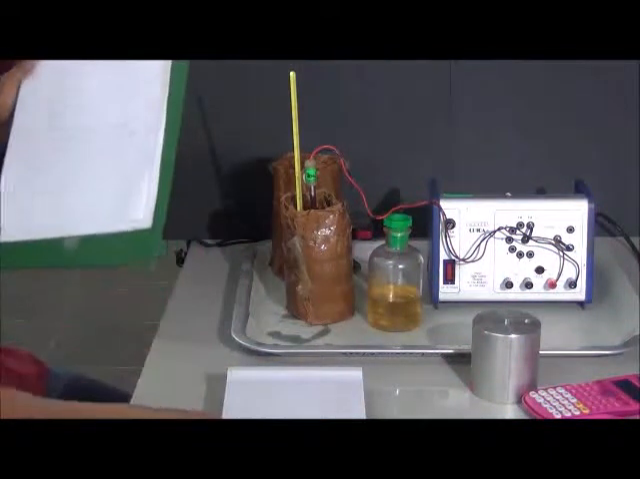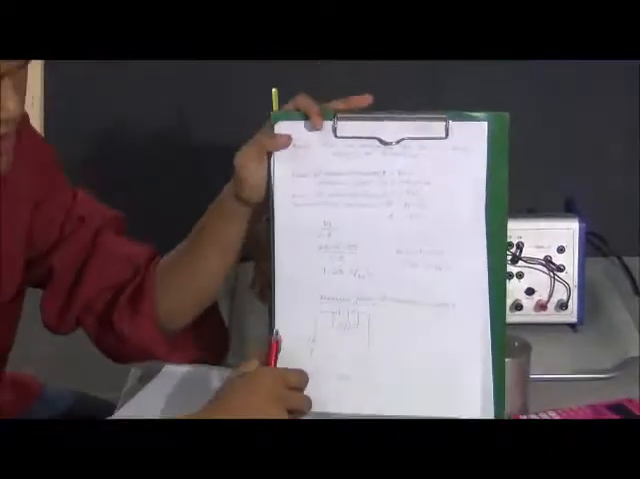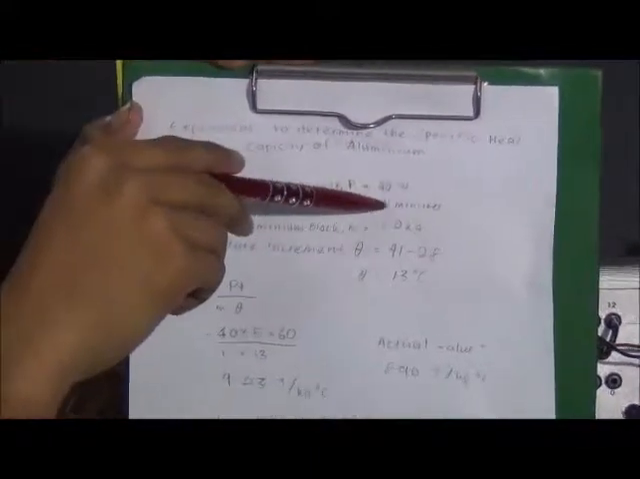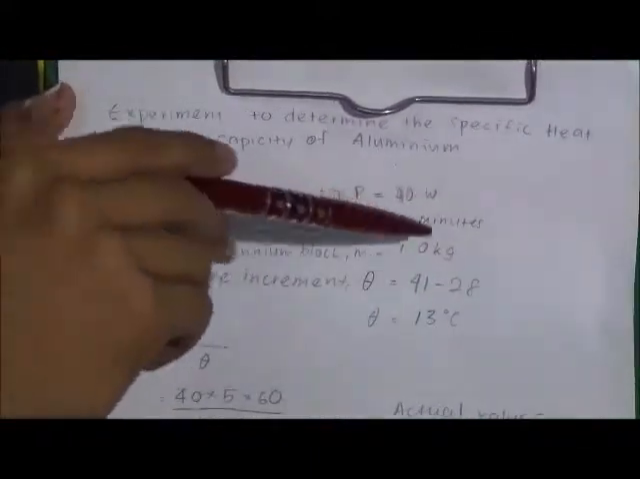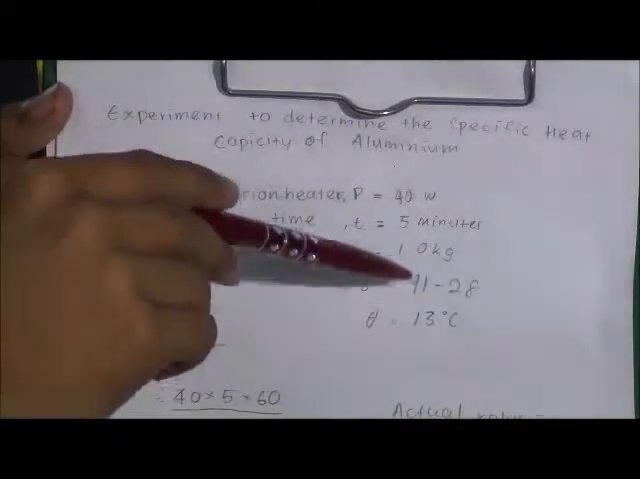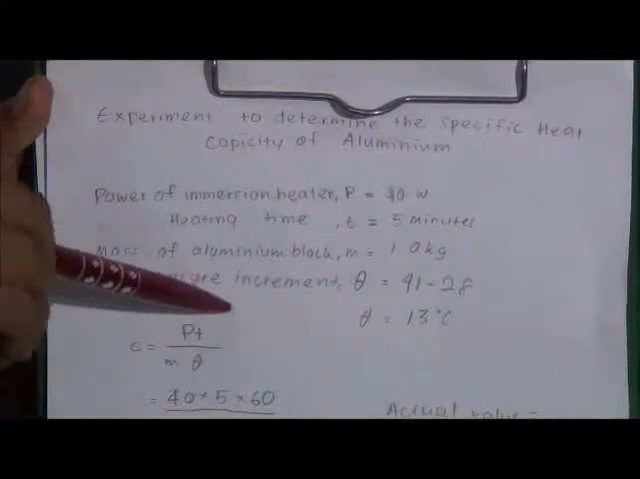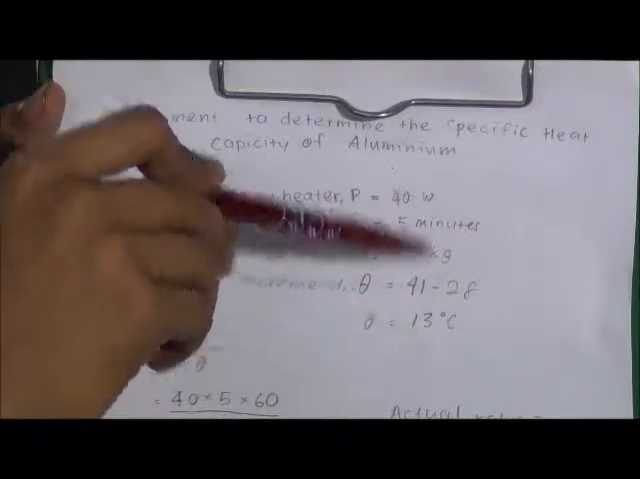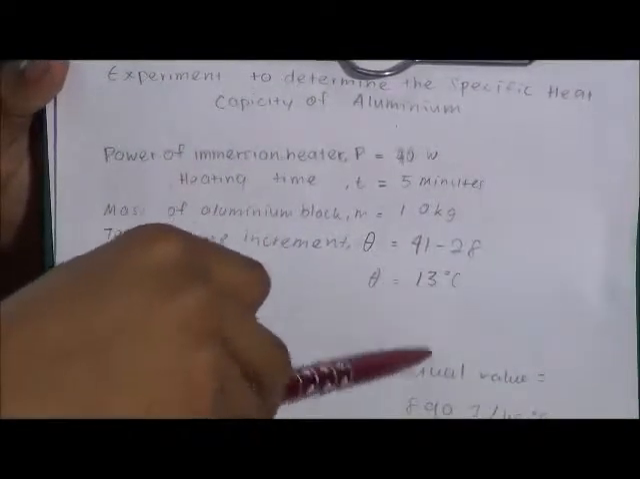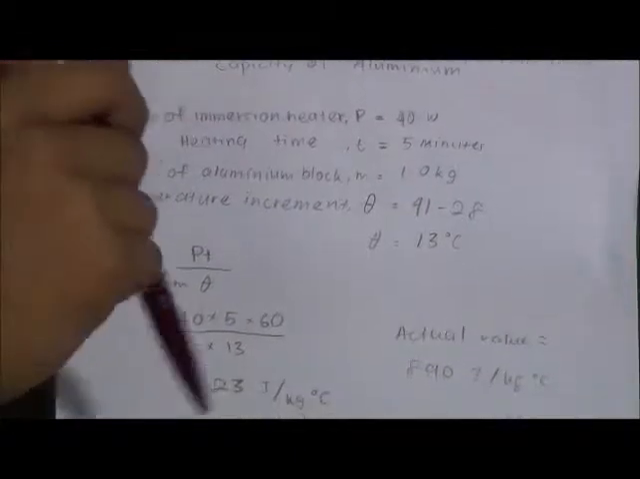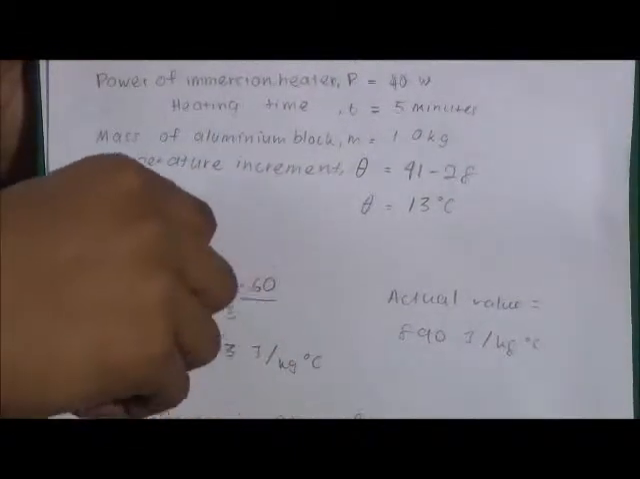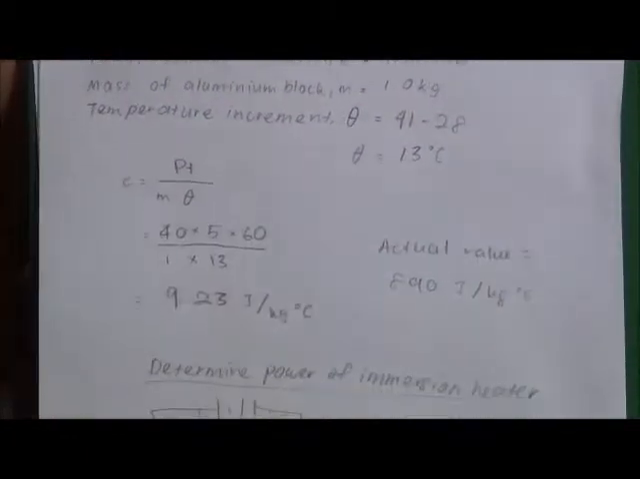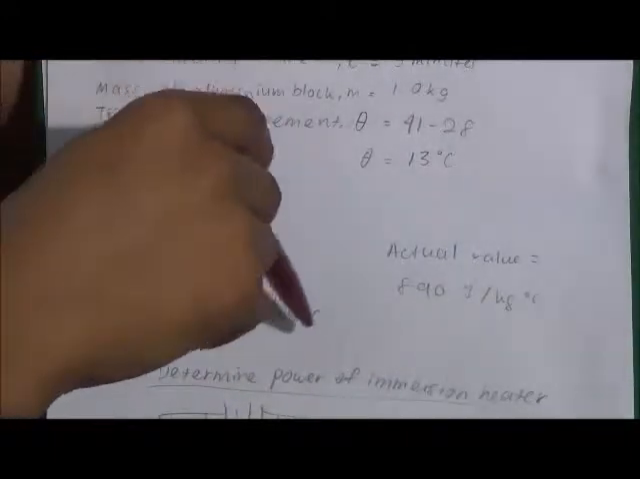Okay, so this is the calculation of the experiment that I did before. The power of the immersion heater is 40 watts. Heating time 5 minutes. Mass of aluminum block 1 kilogram. Temperature increment: the final is 41, and the initial is 28. So I got 13 Celsius degrees, the difference. Okay, so we plug it into this formula. So we got 923 joules per kilogram per Celsius.